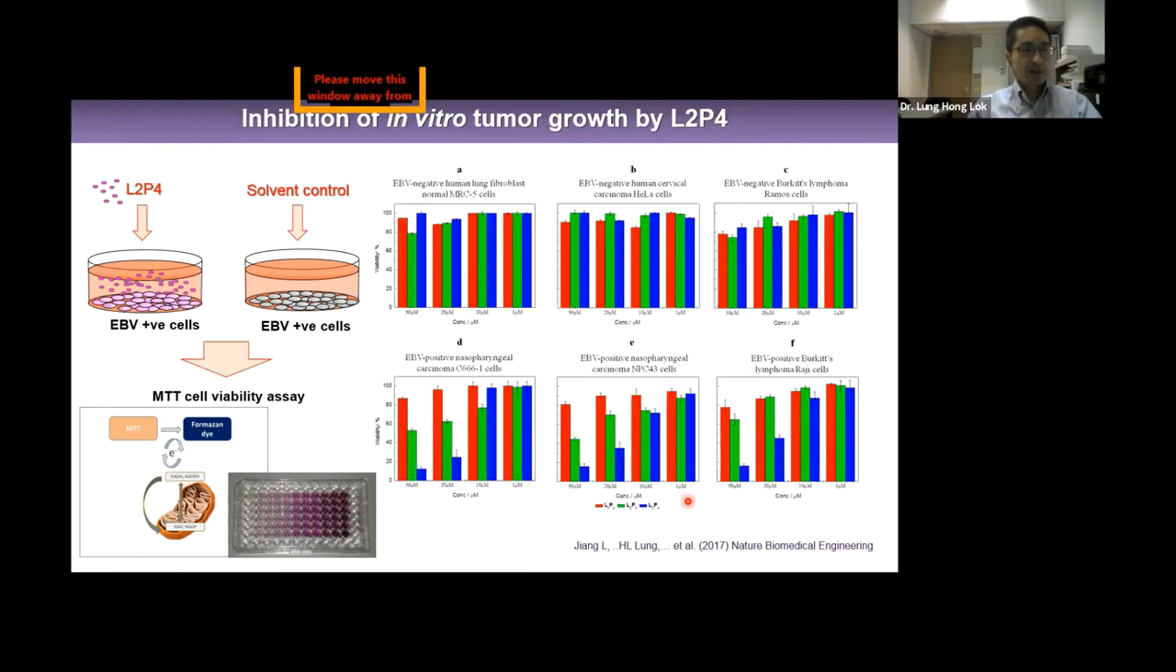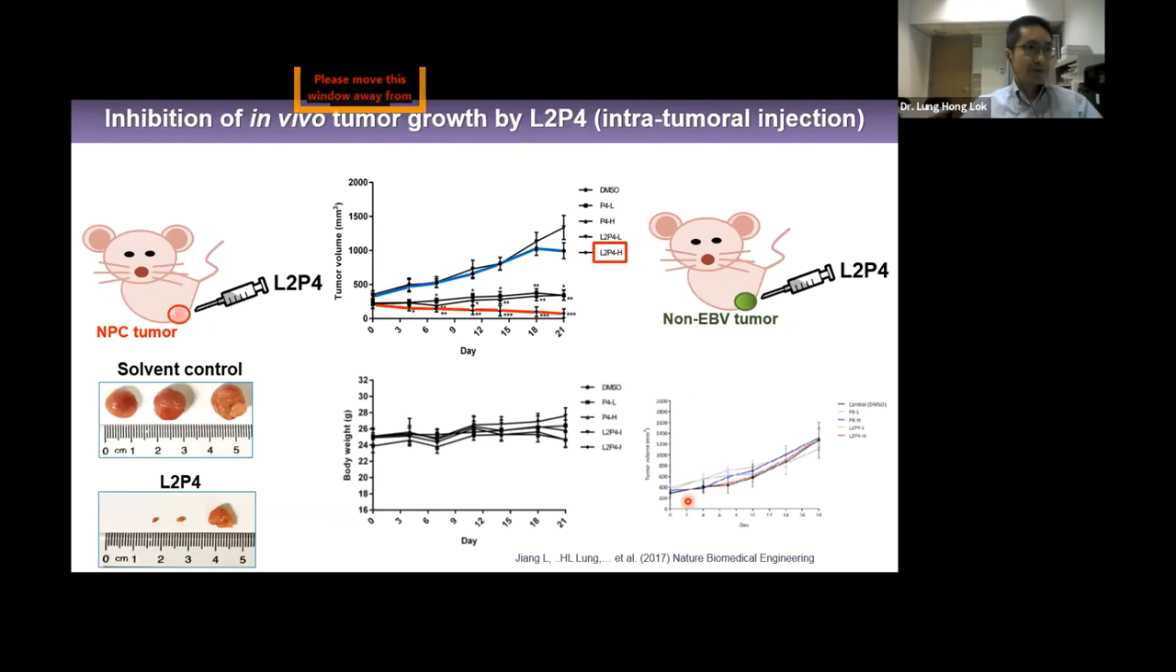Of course, we want to test with animals. This is called in vivo, which means animal. So how do we test? We use an animal and we transplant the MPC tumor.